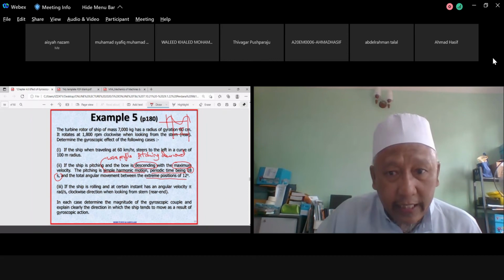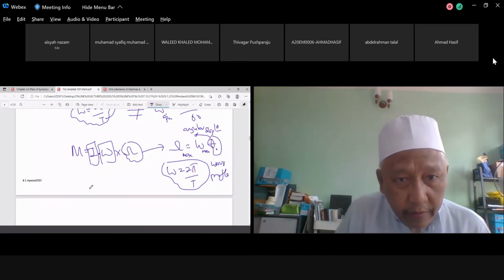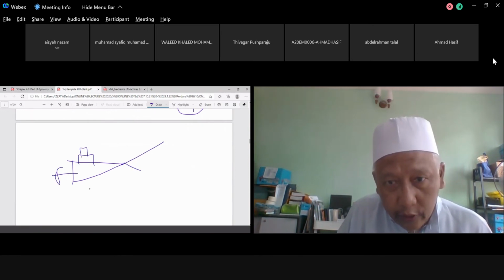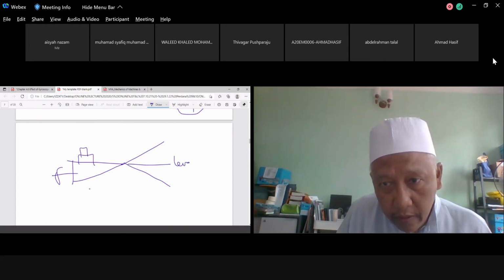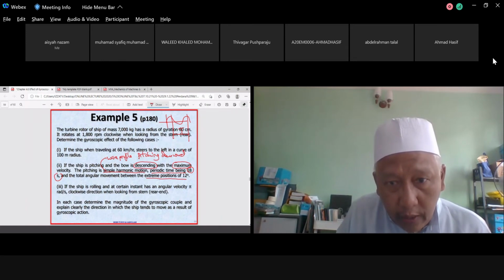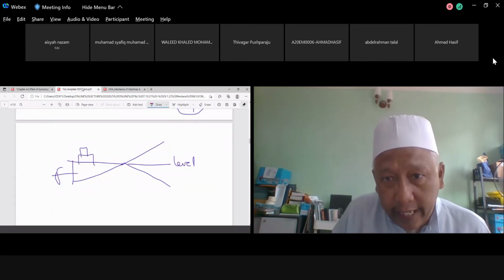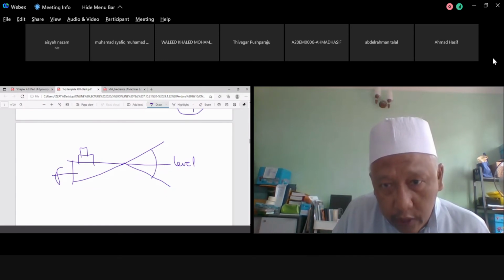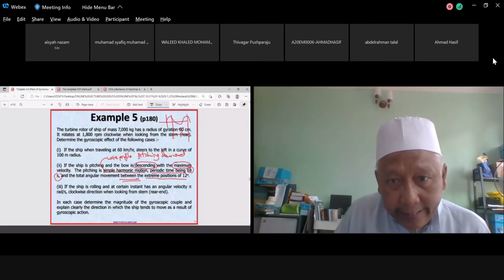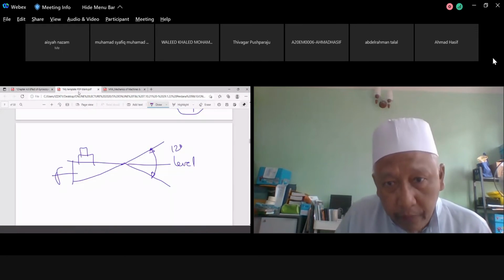And the total angular movement between the extreme positions is 12. I want you to understand this one: this is extreme, this is the level. What does the question tell us? 12 degrees between extreme positions. So this one is extreme, remember? So this will be 12 degrees. But the question also mentioned descending, so we are basically talking about below the level. This one is pitching down.